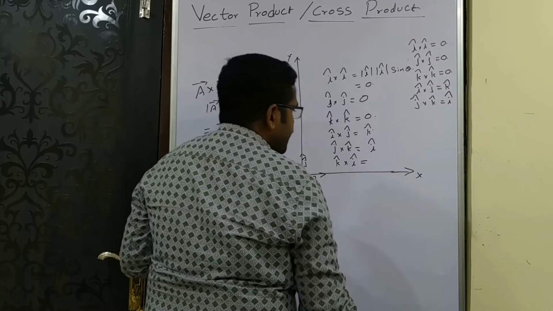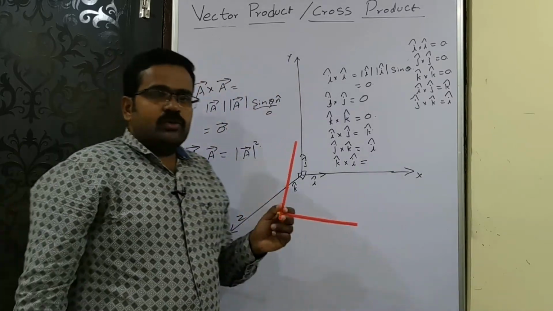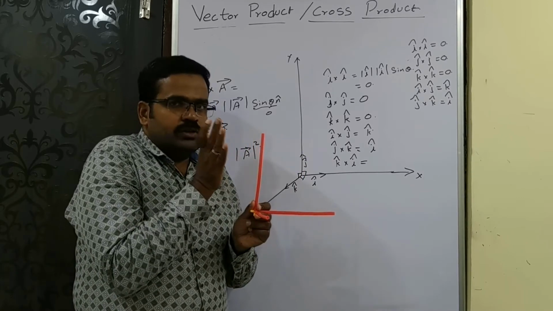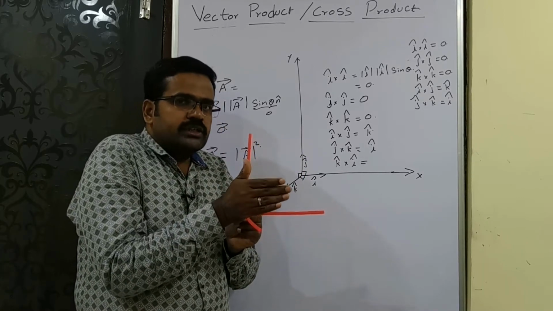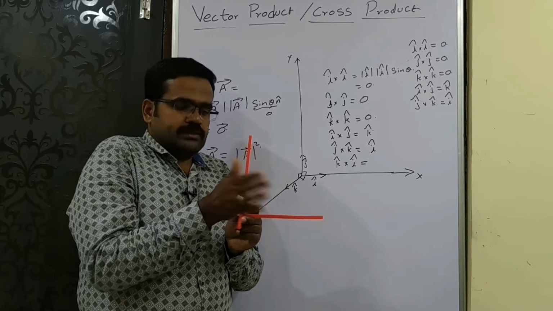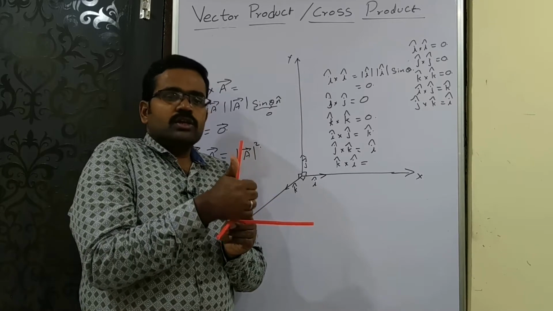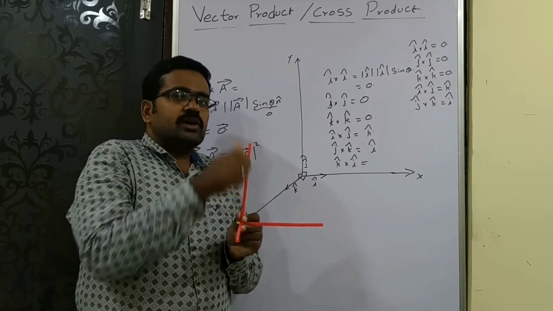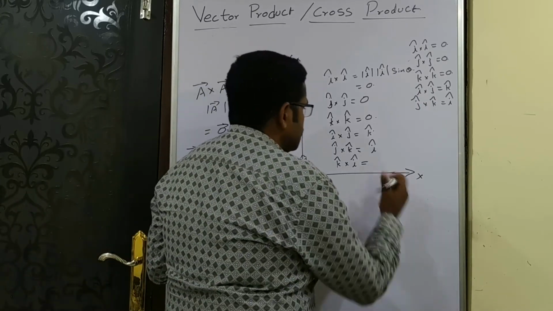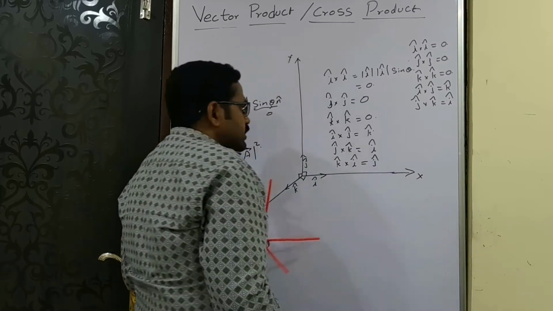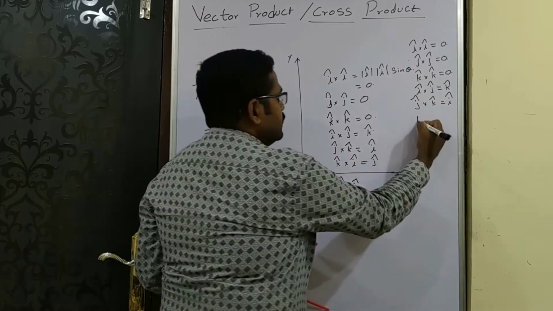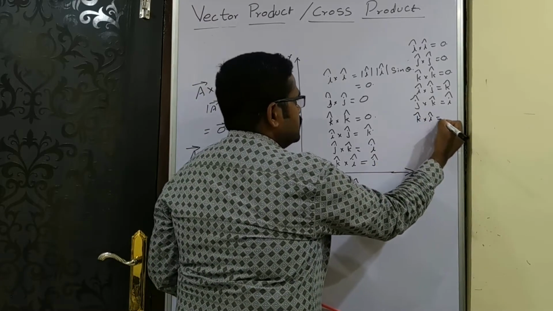So how much is k cap into I cap? K cap into I cap, I am placing my palm along unit vector k, and closing it towards unit vector I, that is from z axis to x axis. I'm closing my palm. So what is the direction of my thumb? It is along y-axis, that is positive y-axis. So this will be equal to j cap. Got it? K cap into I cap is equal to j cap.